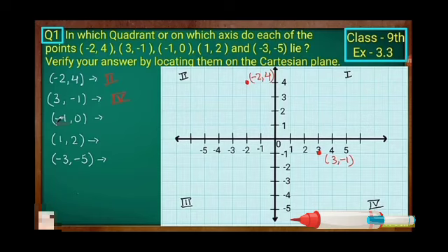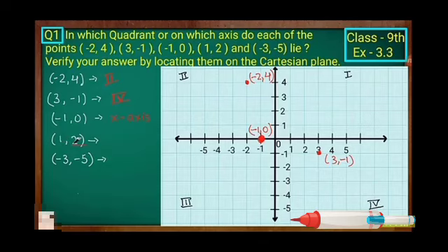-2 and 4, 3 and -1. Third is -1 and 0, and it lies on the x-axis. X is -1, y is 0. So it lies on the x-axis. You have to remember it: at the x-axis y is 0, and at the y-axis x is 0.